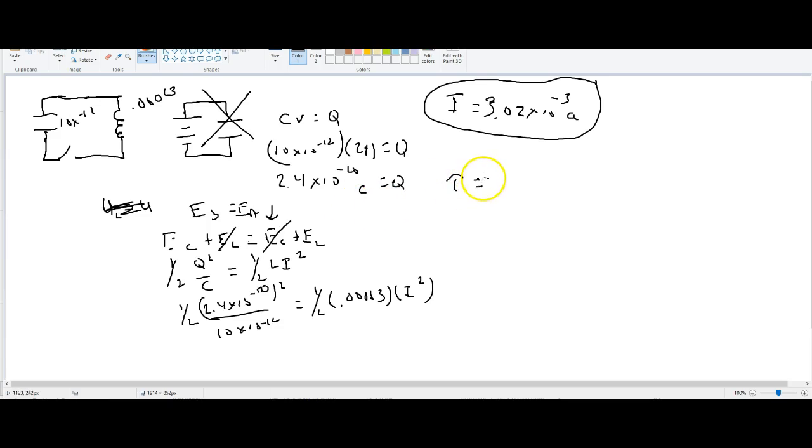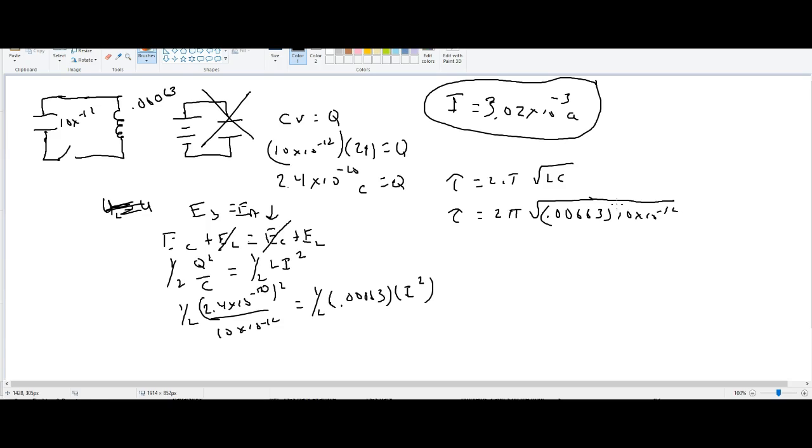Well, period equals 2 pi square root of LC. So the period would be equal to 2 pi square root. L was 0.00063. C is equal to 10 times 10 to the negative 12th. And I'm going to square root that monstrosity, so 0.00063 times 10 to the negative 12th, to the 0.5. So I've sort of square rooted it.